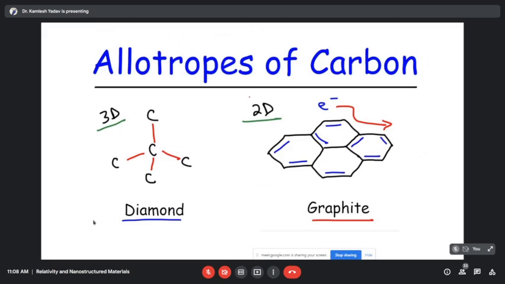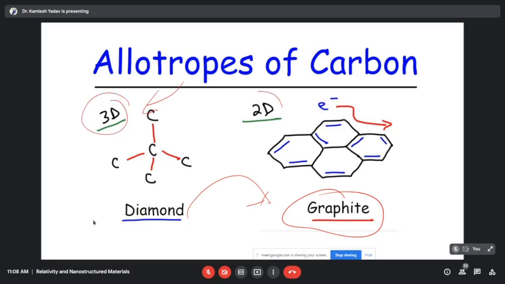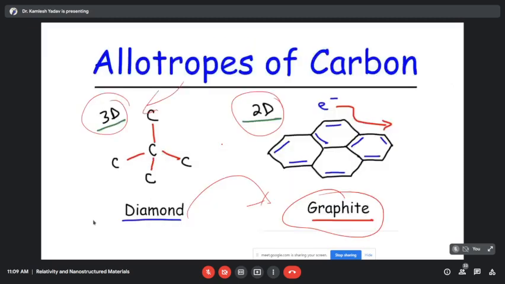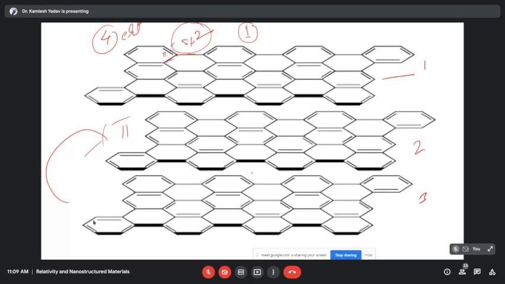Therefore we can say graphite is an allotrope of carbon. If you consider carbon in the form of 3D, that is diamond. And if you consider a single layer form, that is graphite, and electrons can easily move in the graphite. That is why the electrical conductivity of graphite is more than the diamond.